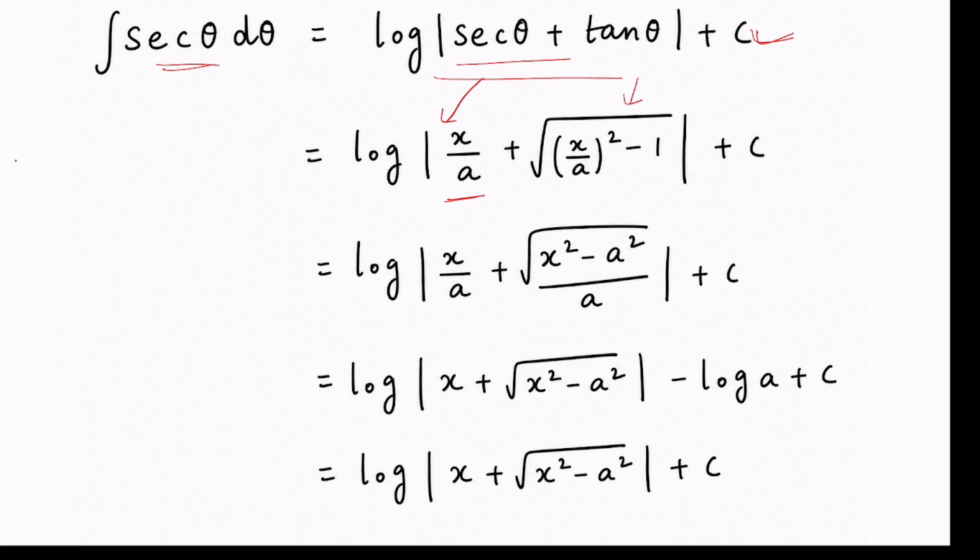For that, again I'm going to use the formula secant square theta minus tan square theta is equal to 1, so tan square theta is nothing but secant square theta minus 1, I can write. Here again secant theta can be replaced by x by a, which is nothing but x square by a square minus 1. That is what I have written here. This square, if I shift to the other side, becomes a square root. I hope you have understood till here. If you have any doubts, kindly type in the comment box.